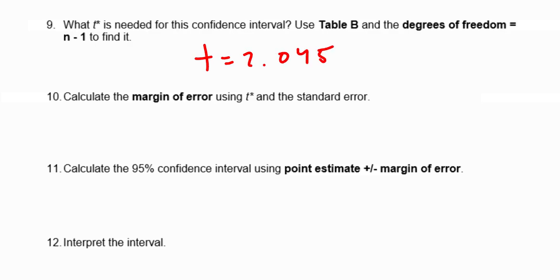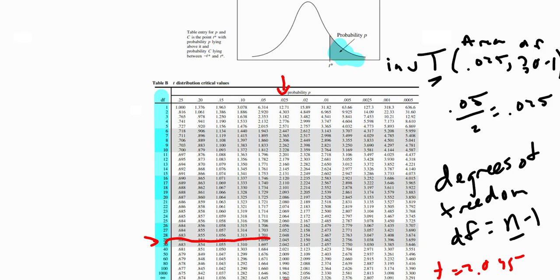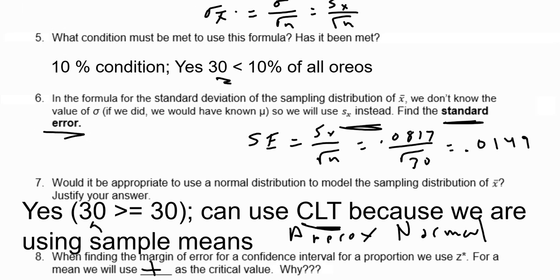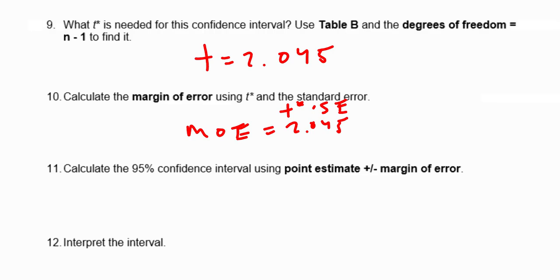And so now, how do we calculate a margin of error? Well, we calculate the margin of error in a very similar way to how we do with the proportions one. We have to find our critical value. In this case, it's our t-value, so we're going to have 2.045. And then we're going to multiply that by our standard error. Now, if we go a little bit back, what was our standard error again? We found our standard error to be 0.0149. And so we'll multiply that by 0.0149, and we'll find our margin of error.